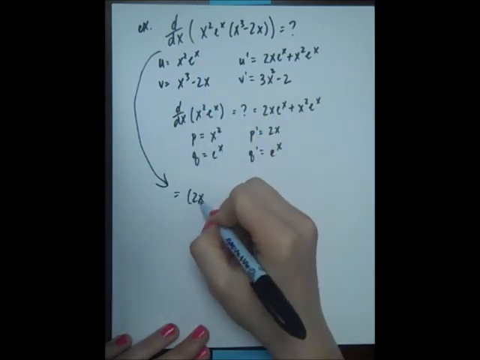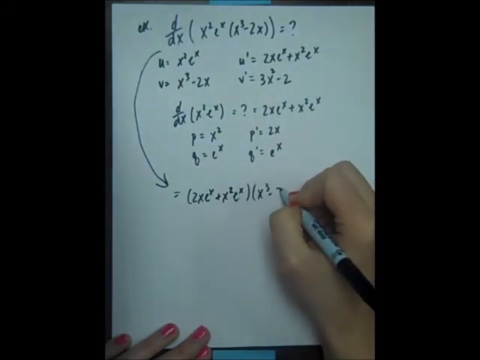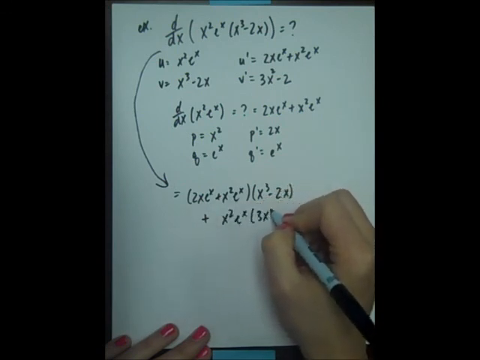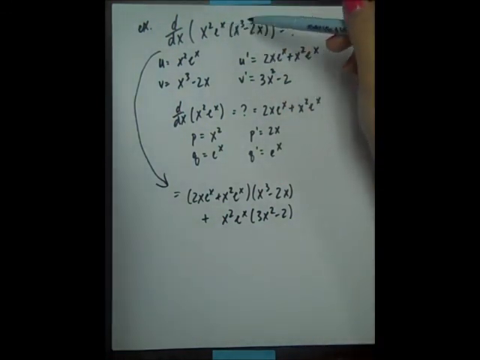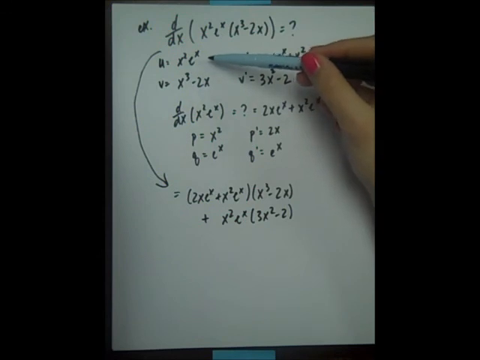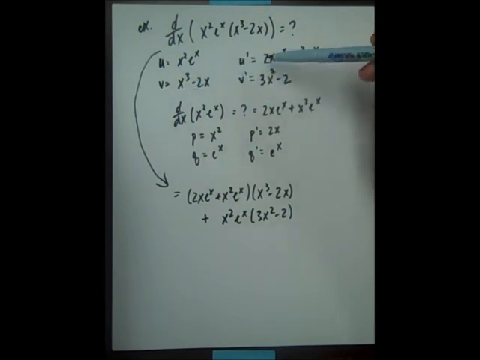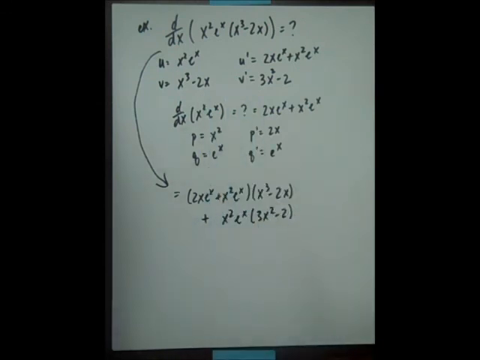So u prime, and I'm going to be careful with parentheses here, u prime v plus u v prime. So I used the product rule because it was x squared e to the x times x cubed minus 2x, so I broke it up. Now this is not the only way you could have broken it up, but this is how I broke it up. But then to find u prime, I needed to use the product rule again. So once you find these four functions, you're done. Now finding the derivative of each one might require a different rule, but finding those four functions, I plugged it in and I found the derivative using the product rule.